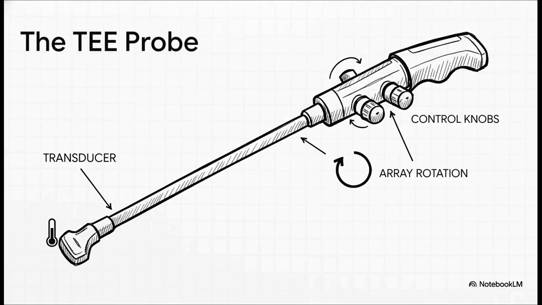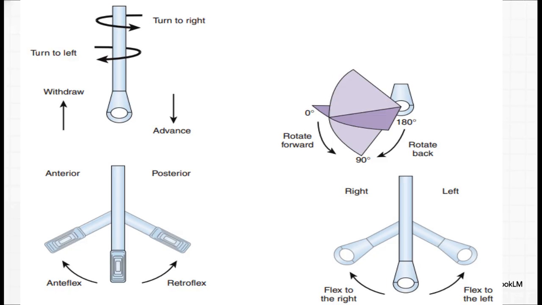So here it is, our primary tool, the multi-plane TEE probe. At the very tip, you've got a sophisticated multi-frequency transducer, which lets us switch between frequencies on the fly to optimize our image. We have two main control knobs. The large one controls anteflexion and retroflexion, that's bending the tip forward toward the heart or backward.